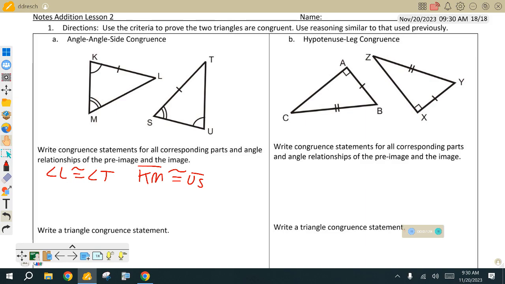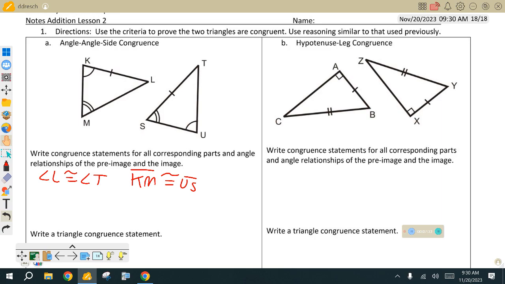That's one pair, and then what's the last pair? L and M was the other one. We haven't talked about L and M yet. That was not stated to us. What's L and M going to? Side LM goes to what? TU? Nope, sorry. Is that a screw up? The tick marks are screwed up, aren't they? I think so. Yeah, the tick marks are screwed up.